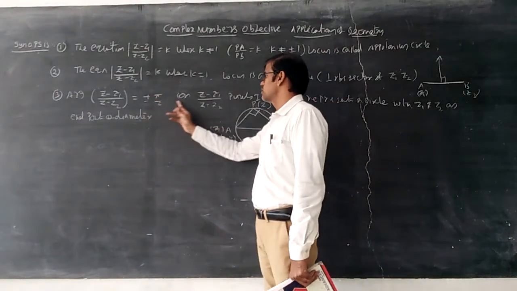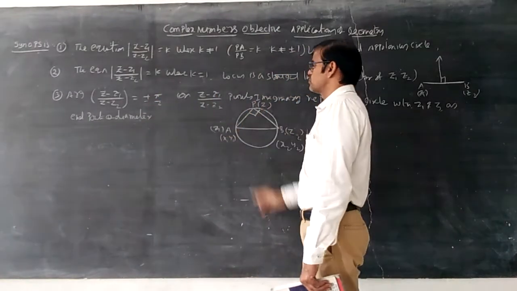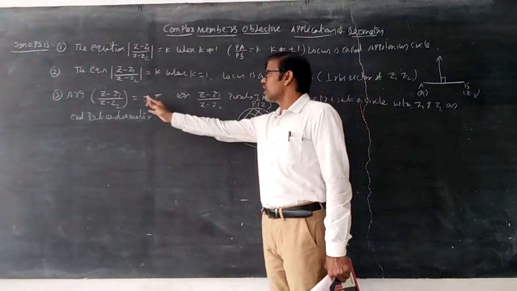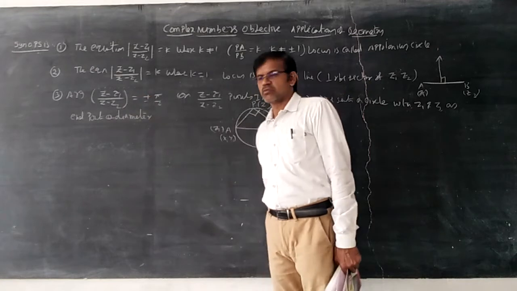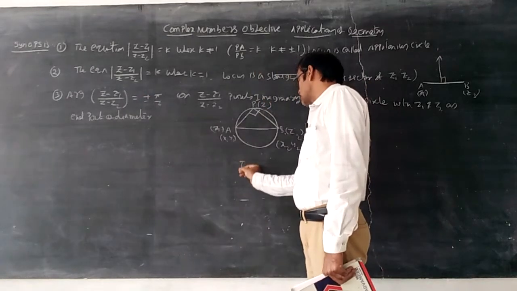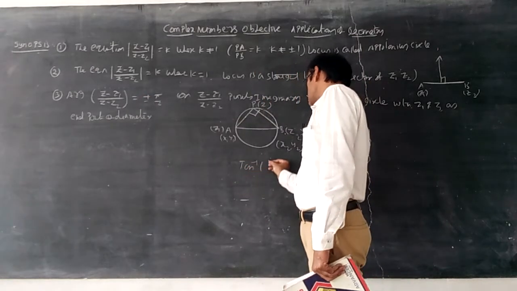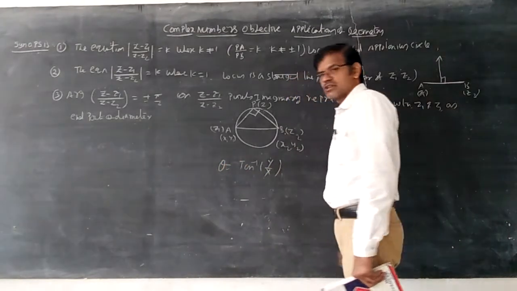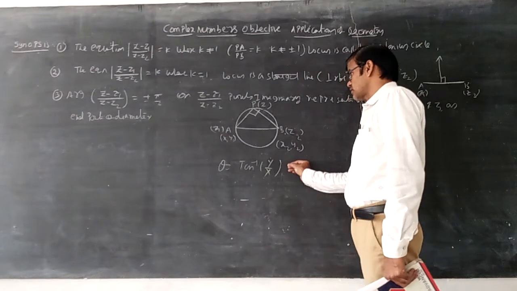Whenever the argument is plus or minus pi by 2, or (z minus z1) by (z minus z2) is purely imaginary. How will you get purely imaginary, sir? Take any complex number. The argument of a complex number is tan inverse of imaginary part by real part. Theta is equal to tan inverse of imaginary part by real part.